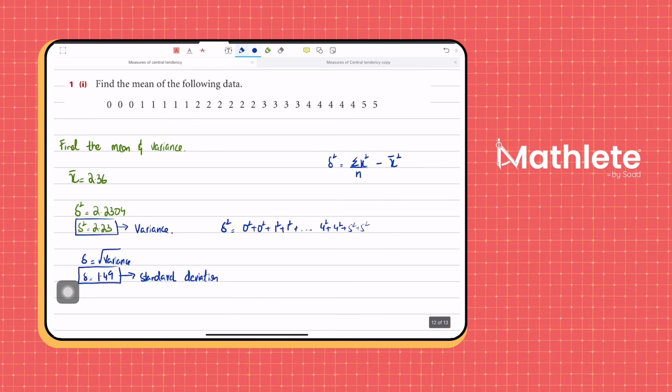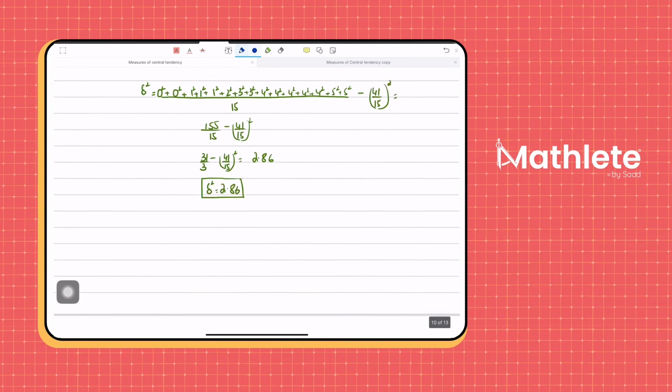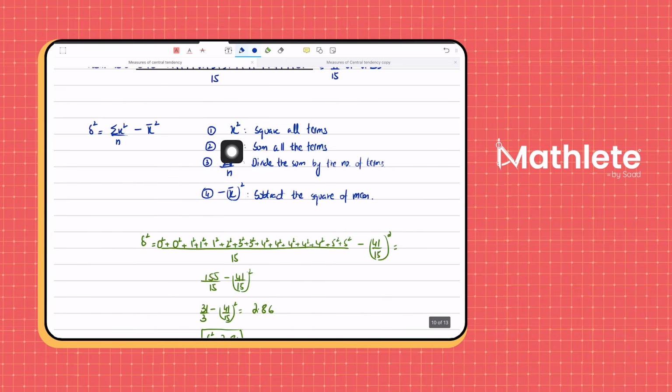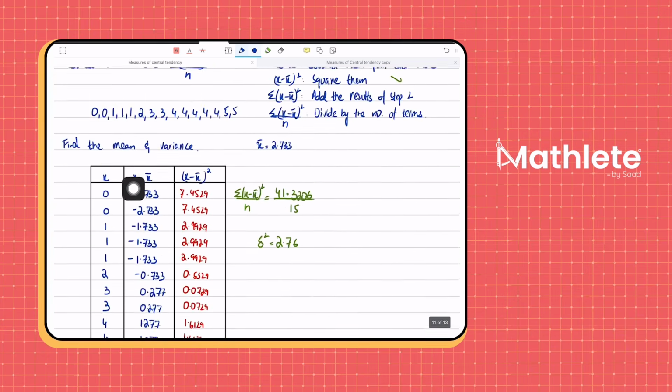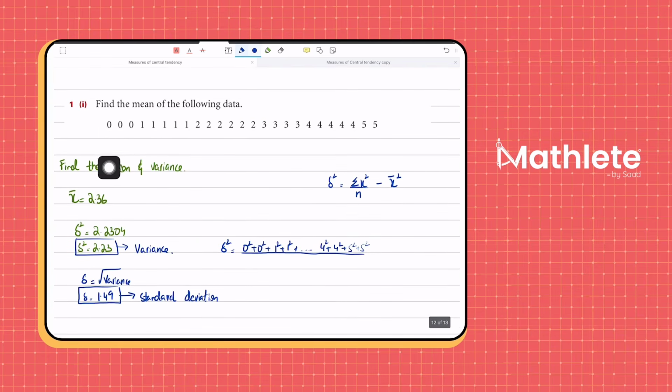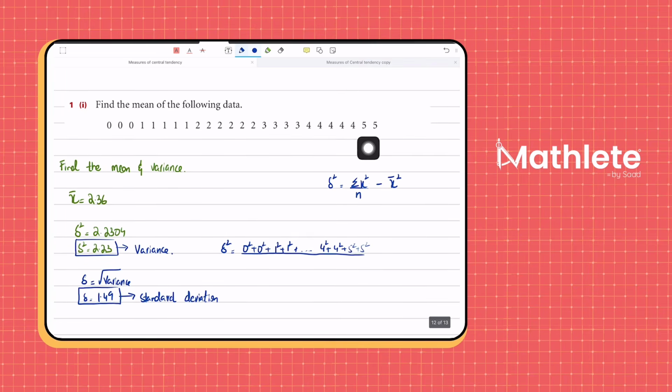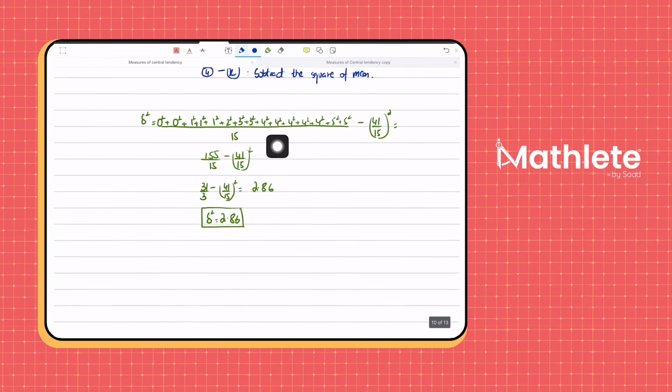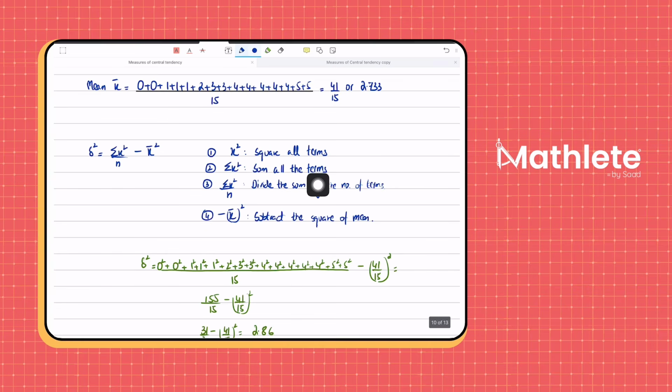So basically what you have to do is remember the step-by-step process. What's the first step? The first step is that you square all the terms. Okay, so write down all these terms after you've squared them. Okay, maybe you can make another row and that's where you can write all the terms. The second step is that you sum all of them. Okay, you sum all the terms.